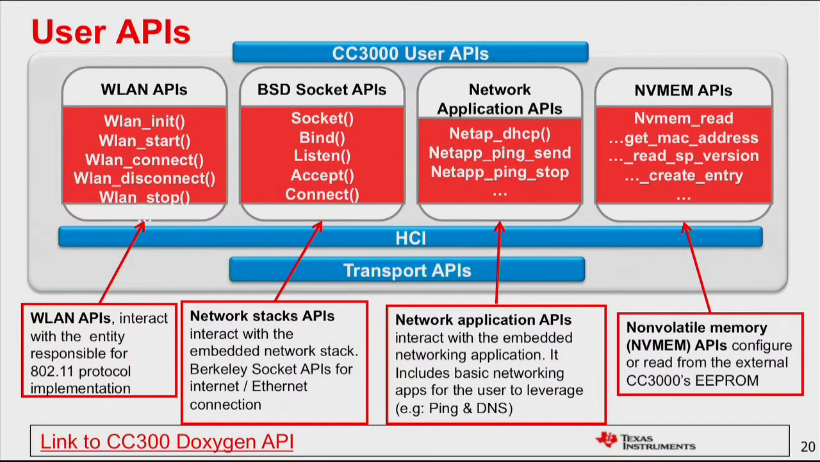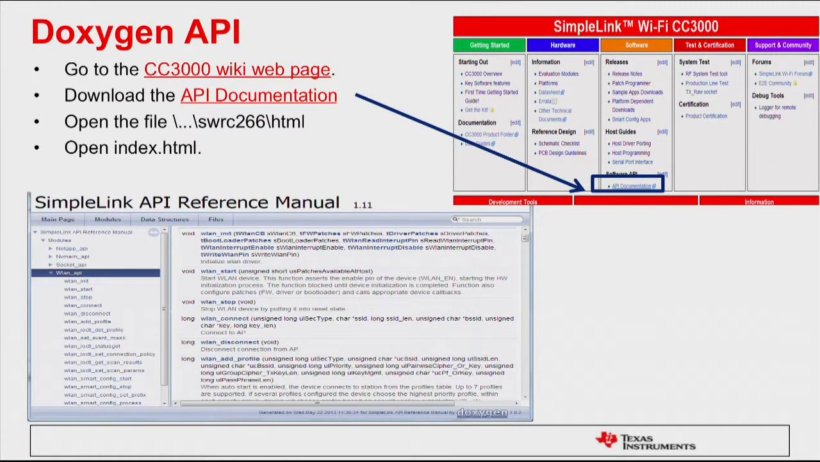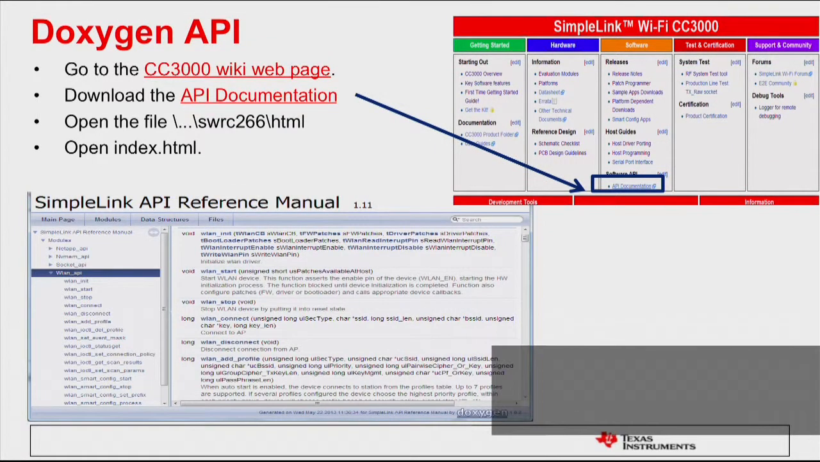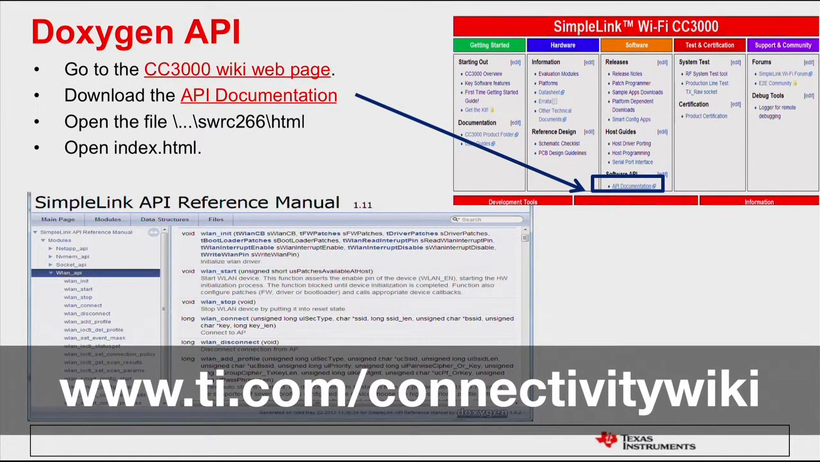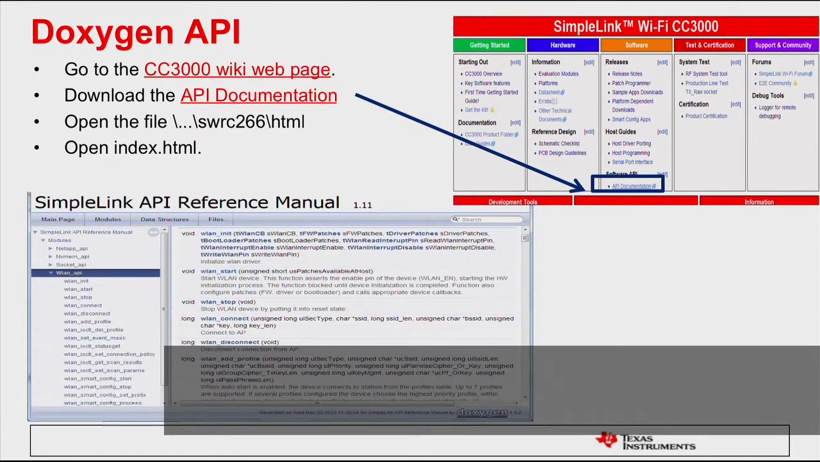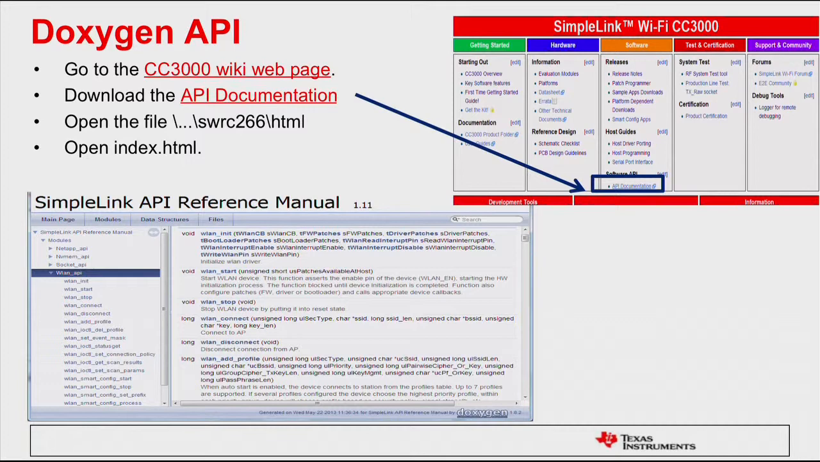All of the APIs are above the HCI layer, and they're basically meant for a hardware abstraction layer. So how do you get more information on the APIs? If you go to TI's wiki, which is www.ti.com/connectivitywiki, and go to the Wi-Fi solution, you'll see here at the bottom the API documentation is there. So it's basically a Doxygen HTML, and there's an example here at the bottom that shows you the different APIs themselves. It shows you the parameters, it gives you some descriptions, and so it goes through a lot of detail on the APIs themselves where you can get that next level of information.